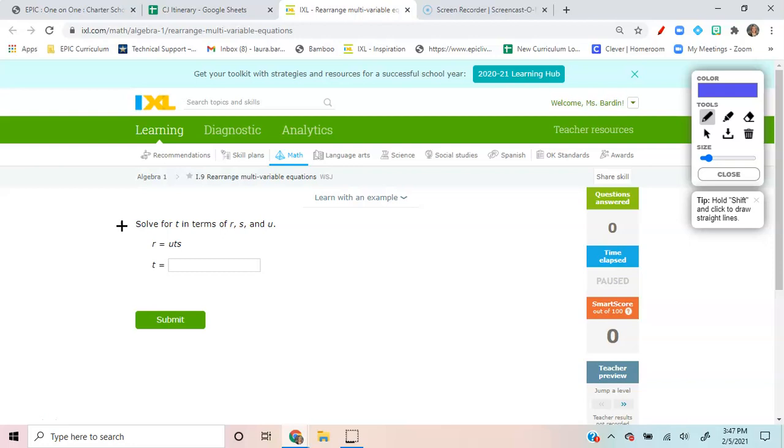Whenever I read this formula, it says r is equal to u times t times s, and I want to get t all by itself. So what operations do I need for t to remain on one side of the equal sign all by itself? Initially we want t is equal to something. Let's take a look at what we have here.